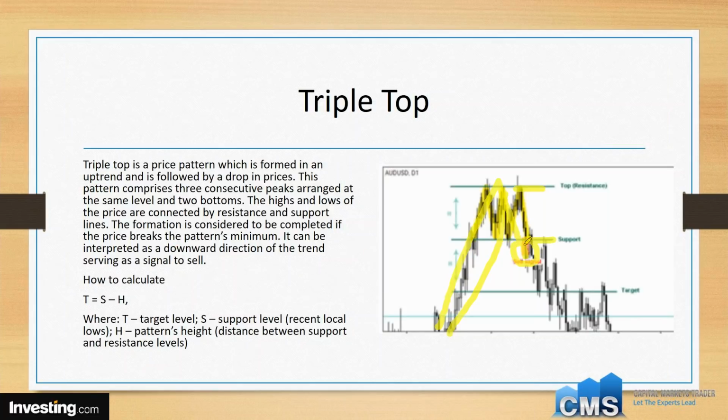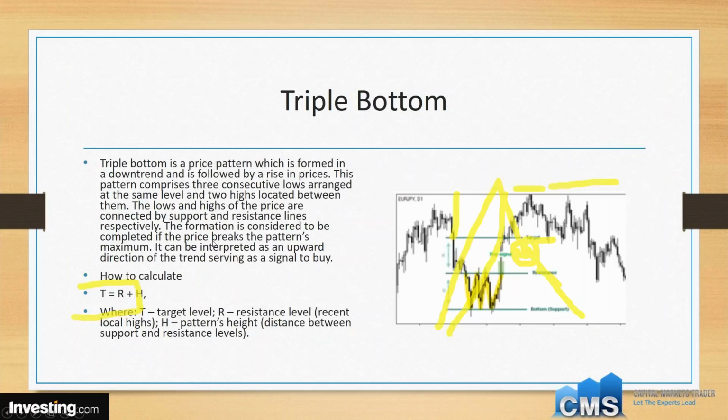We can calculate our target price. Number one, we put our stop loss at the top, at the resistance level, and we would enter right below the support level, and we would set our target price with a simple calculation. Target price is equal to S minus H, which is the support line minus the height between the support line and the resistance line. If it's a triple bottom, it is again simply the reverse.